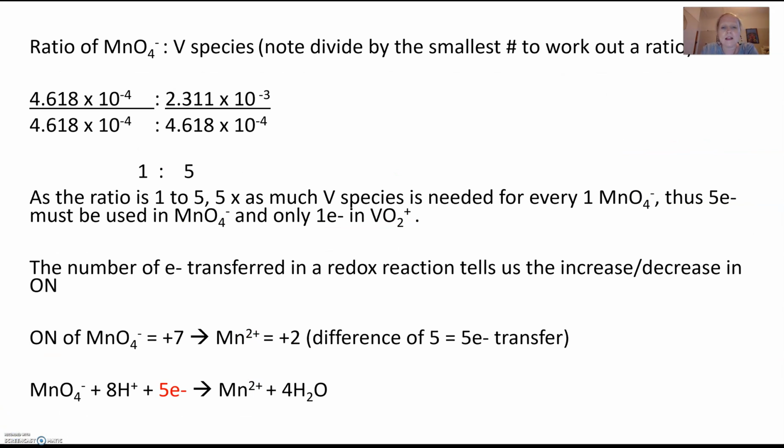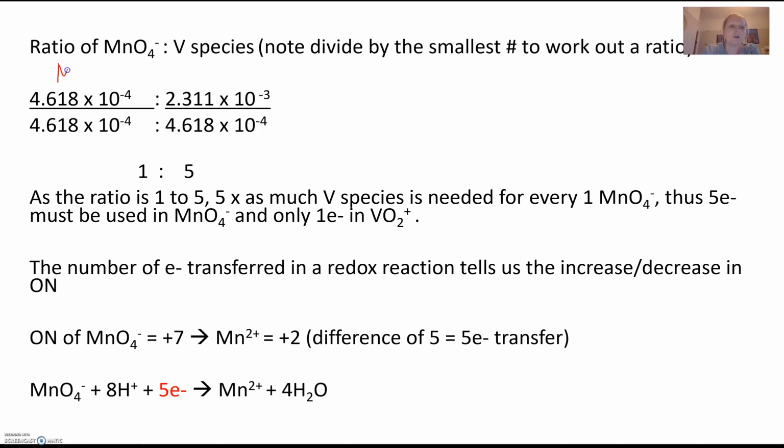Now, a similarity that you'll see is from this question and one we did previously last lesson, where we now need to work out the ratio between these two numbers of moles by dividing by the smallest number. Once we've got the ratio, what that actually tells us is the electron transfer in this reaction, which is really useful. So you can compare the number of moles in a redox reaction to the number of electrons transferred.